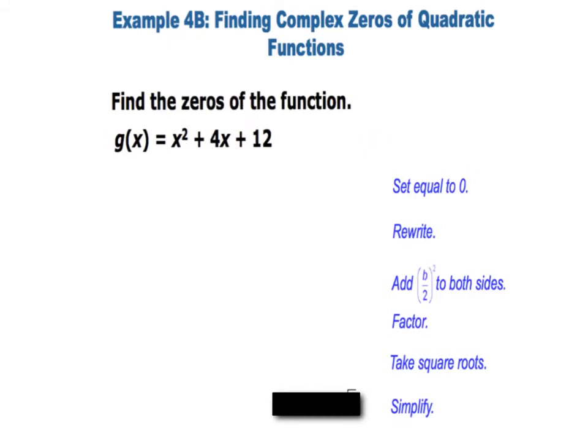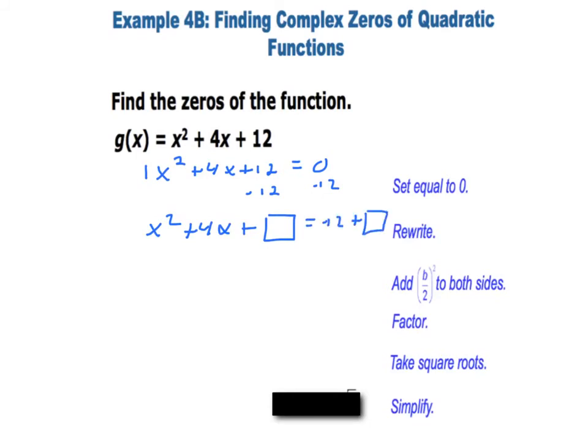Okay, now that you've done this, let's see how you've done. First of all, we set it equal to 0. So we have x squared plus 4x plus 12, set equal to 0. Now, is there an a value other than 1? No. So I'm going to subtract this 12 over to this side. That gives us x squared plus 4x plus a box is equal to negative 12, and I'm going to put plus my box there.